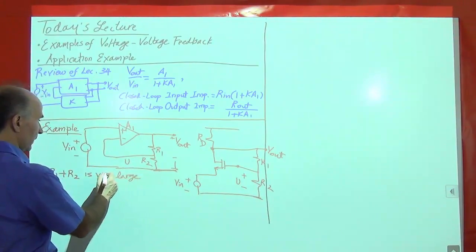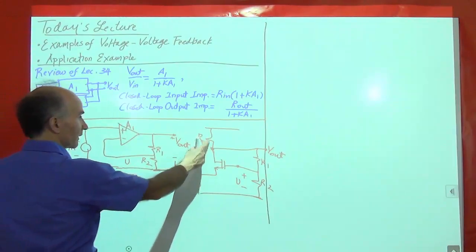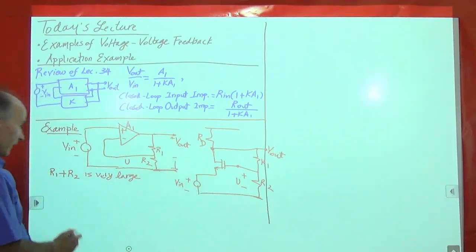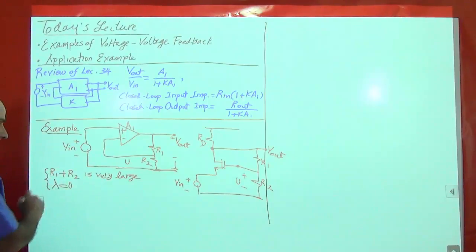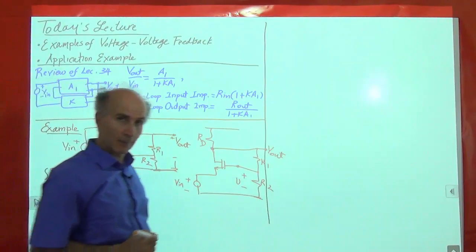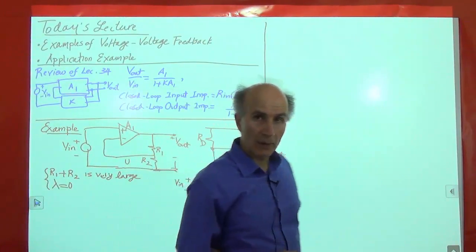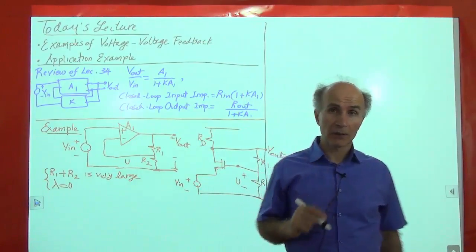Okay, meaning it's really much larger, much greater than RD. And then we also neglect channel length modulation, to keep things simple. All right, we have found the loop gain of the circuit before.